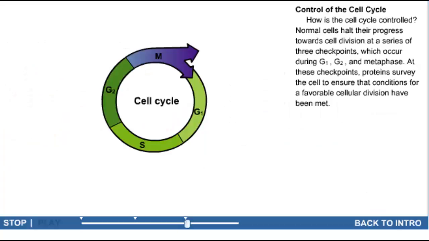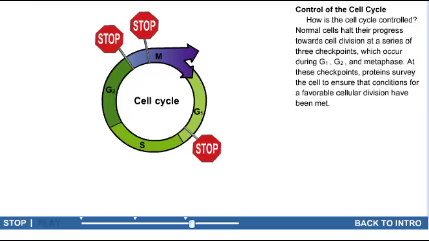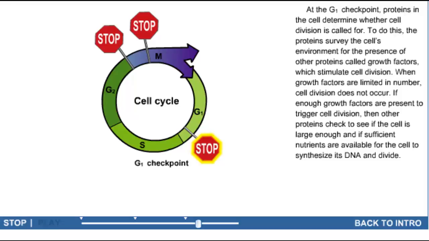How is the cell cycle controlled? Normal cells halt their progress towards cell division at a series of 3 checkpoints, which occur during G1, G2, and metaphase. At these checkpoints, proteins survey the cell to ensure that conditions for a favorable cellular division have been met. At the G1 checkpoint, proteins in the cell determine whether cell division is called for. To do this, the proteins survey the cell's environment for the presence of other proteins called growth factors, which stimulate cell division. When growth factors are limited in number, cell division does not occur.